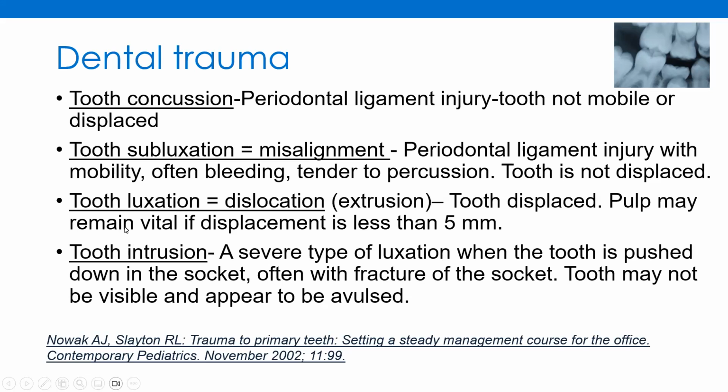Then you can get complete luxation where the tooth is dislocated and it's out basically. That's a pretty serious injury, though the pulp may still be present and it may still be alive. Especially if the tooth is displaced from its normal position, if the tooth can be put back in and fixed in that location, you may have complete healing and complete vitality of the tooth. But in many of these cases, that does not happen.